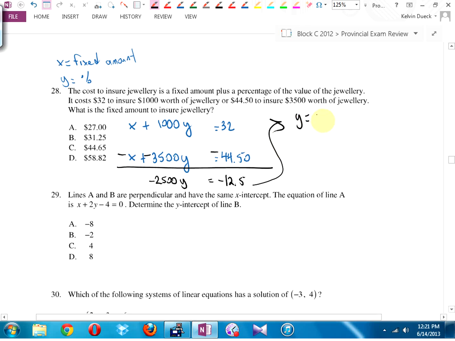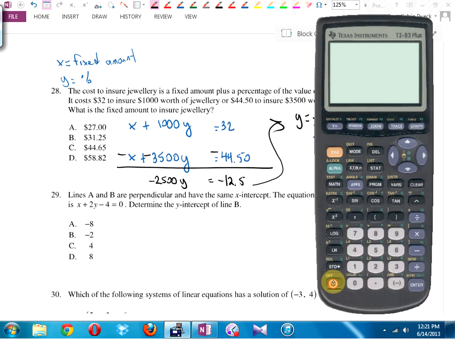y equals negative 12.5 over negative 2,500. What do you get? 0.005. Oh, I forgot the negative, Mr. Dueck. Whoops.